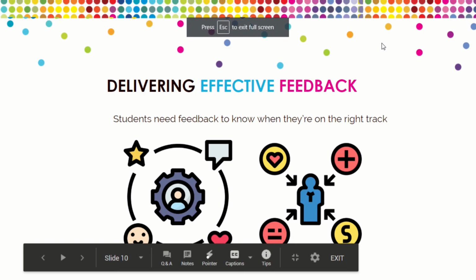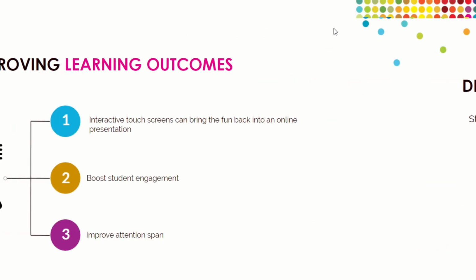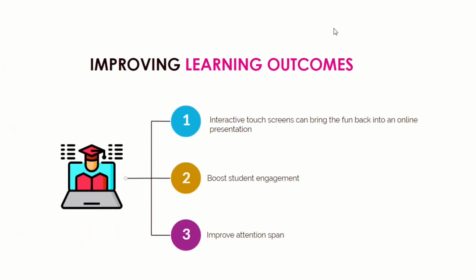Another great one is delivering feedback. Students can share their screens as well. And sharing feedback is a really great way to engage online learners. So if they share their screen, you're able to highlight words that maybe are misspelled, or use your annotation tools to help them in some way. You can cross out words, for example. It makes it a little bit more interactive, and you can do more. So you can improve learning outcomes. These interactive touchscreens can bring the fun back into online learning. You can boost student engagement, and you will improve their attention spans. That is what I have for you guys.